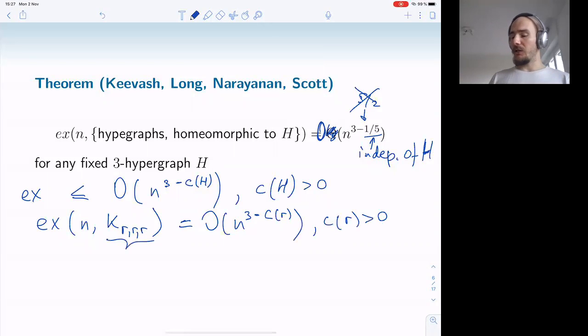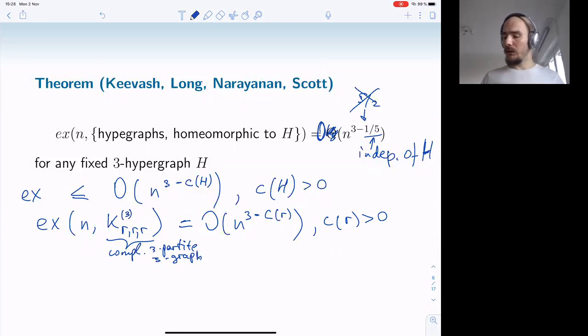So this is just a complete tripartite 3-graph. Maybe I should put 3 here. So this is a result due to Erdős. And well, how can we use it? Well, actually, it's easy. Every hypergraph has a tripartite homeomorph using a barycentric subdivision.